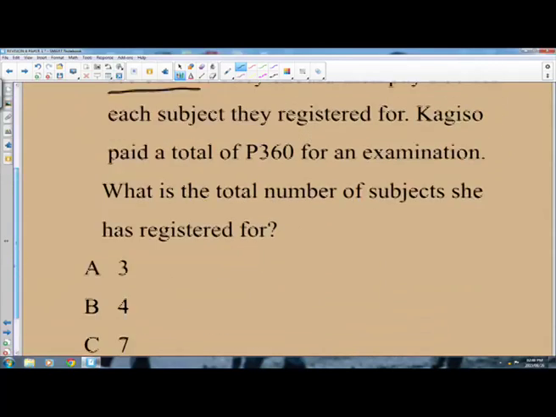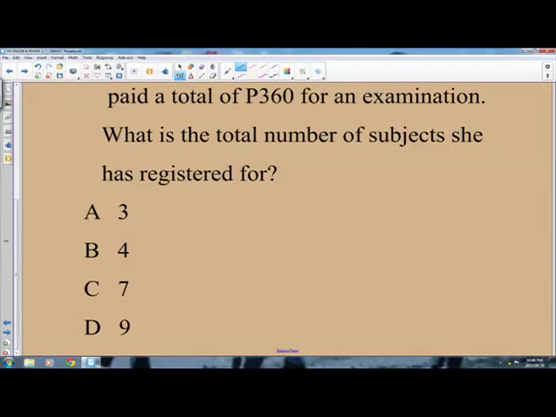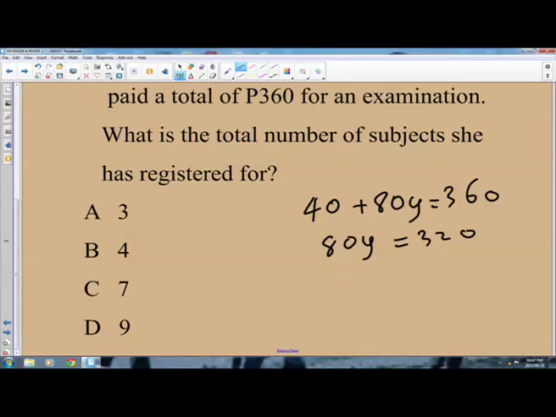So let us work it out. It means it's going to be 40 pula plus 80 times y equals 360. So this simply means 80y equals, this is just an equation, so we have to take the 40 to this side of the equal sign. It will be 360 minus 40, and what is 360 minus 40? This gives 320. So we are saying 80y equals 320.